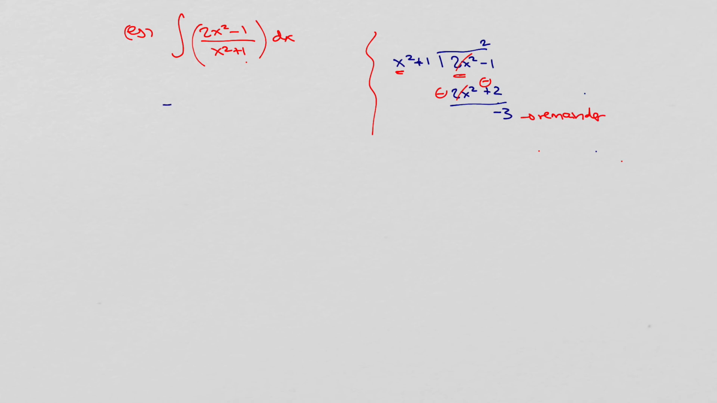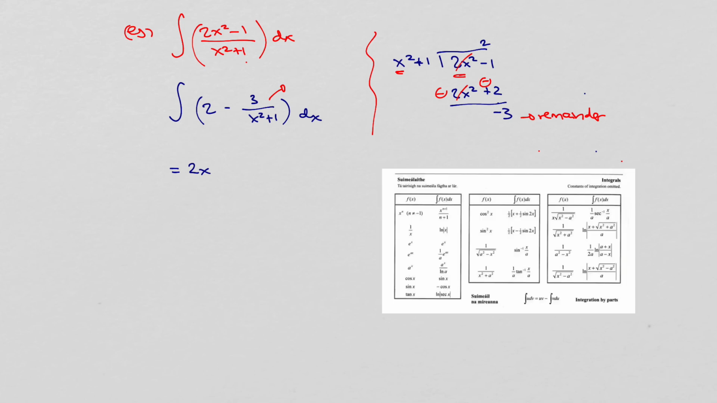So when I divide x squared plus 1 into 2x squared minus 1, I end up with 2 minus 3 over x squared plus 1, and I have to integrate with respect to x. Again, if I integrate 2 with respect to x, I get 2x. And again, I have to spot this. What is that going to be? If I go to page 26 of my maths tables and try to recognise this function, it's 1 over something squared plus something squared, which is our tan inverse function.